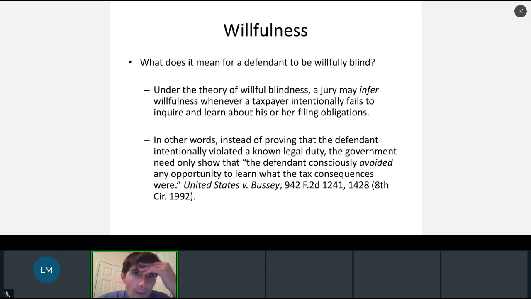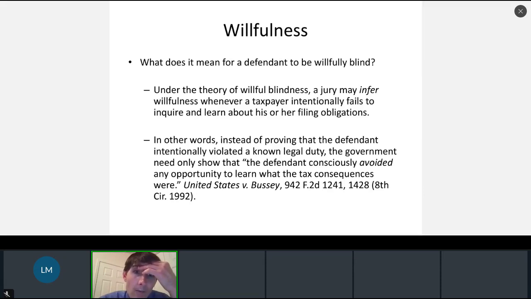So what this does is that instead of proving that the defendant intentionally violated a known legal duty, which is the textbook definition of willfulness in the arena of white collar crimes, the government need only show that the defendant consciously avoided any opportunity to learn what the tax consequences were. So that's a huge blow to the defendant.